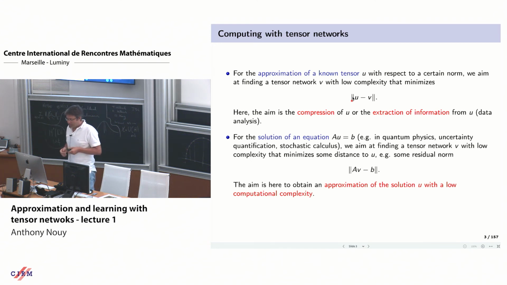This is related to the field of data analysis. Second kind of problem is when you try to solve an equation, an operator equation, AU equal B. For example, high-dimensional PDEs arising in quantum physics or uncertainty quantification with parameter-dependent PDEs we have seen in the course of Albert, or many problems in stochastic calculus. Here the aim is to find a tensor network with a low complexity that approximate well the solution. So you can do it in practice by minimizing some residual norm over tensor networks. I will come to this later in the course. So here the aim is to obtain an approximation of the solution with a low computational complexity when you use tensor networks.